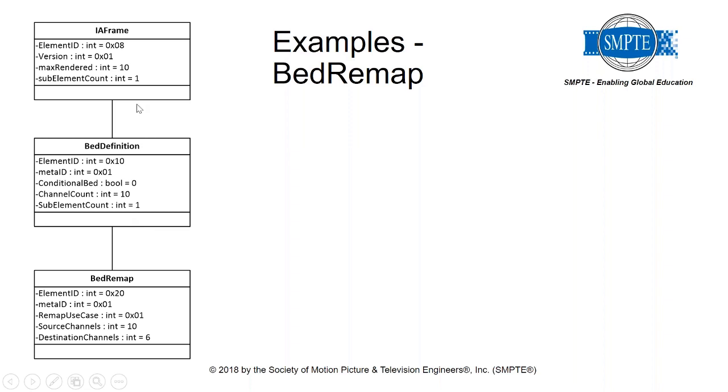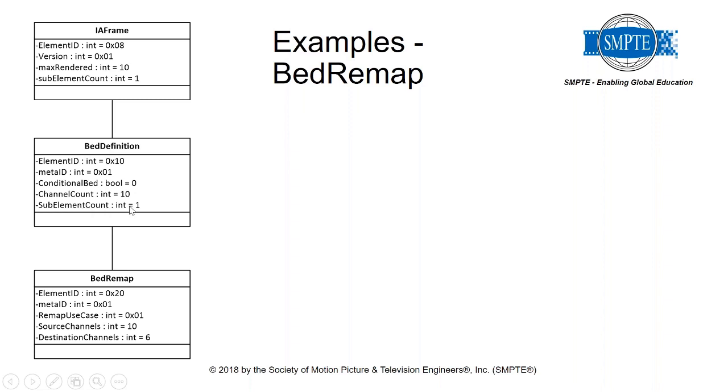But that's the way sub-element count is set. So moving on to bed definition, it has unique element ID, in this case 10, a unique meta ID set to 1, conditional bed is set to 0. So in this case, the bed itself is not conditional, so it doesn't depend on the use case whether the bed is used or not.